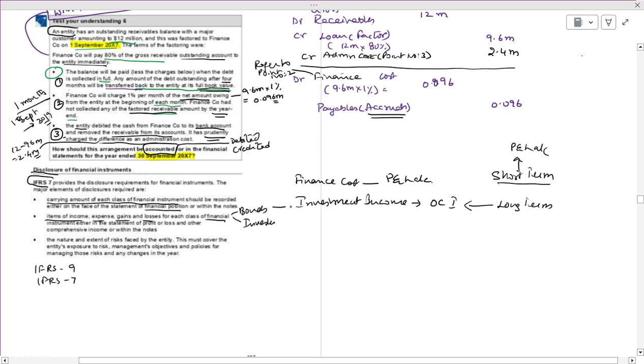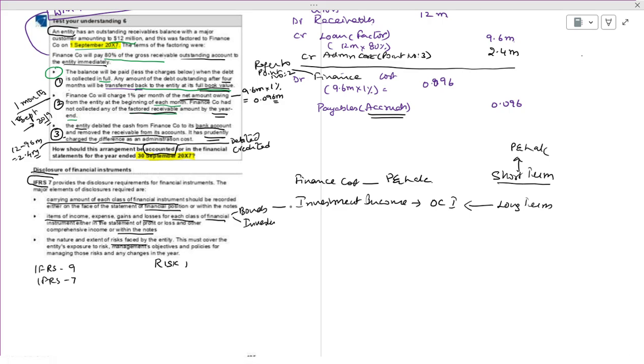Long term investments. In terms of income, expenses, gains and losses for each class, you have to show them separately in the statement of profit and loss account and other comprehensive income, within the notes. The nature and extent of risk faced by the entity is something the management will have to mention. Is it right? They will mention it.